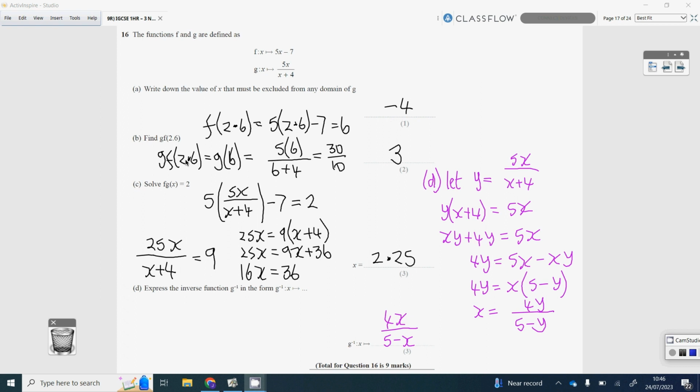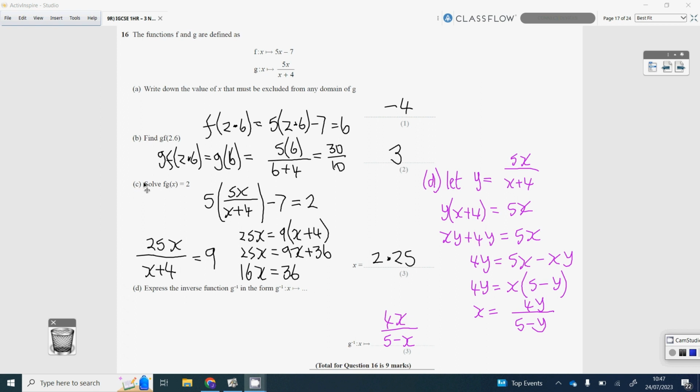Now, for part b, read these right to left. Okay, we're going to put 2.6 as our input into the f function and get some output, then take that output and pop it into the g function. So first of all, we're going to put 2.6 into the f function. So popping 2.6 into this, 5 lots of 2.6, take away 7 equals 6. So we then take that 6 and pop that into the g function. 6 lots of 5 over 6 plus 4, giving us 30 over 10, which is 3.